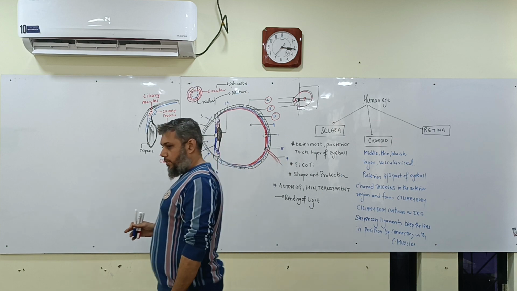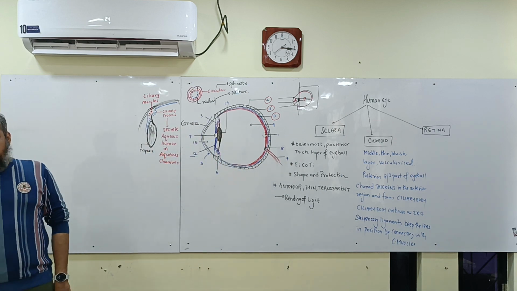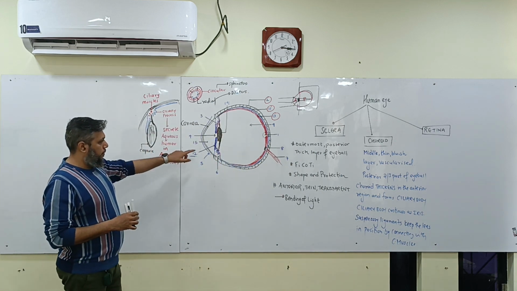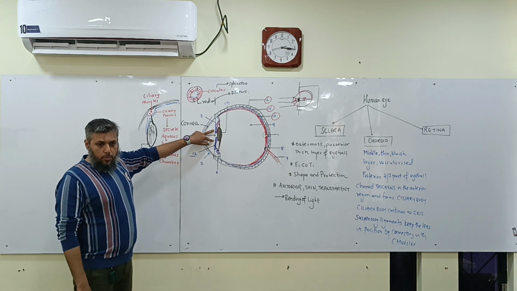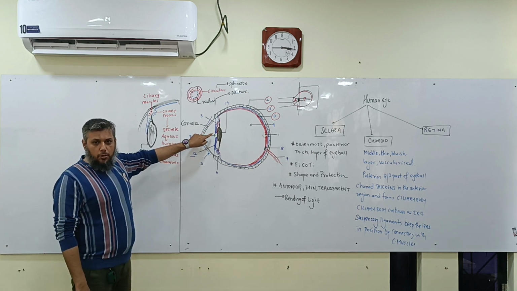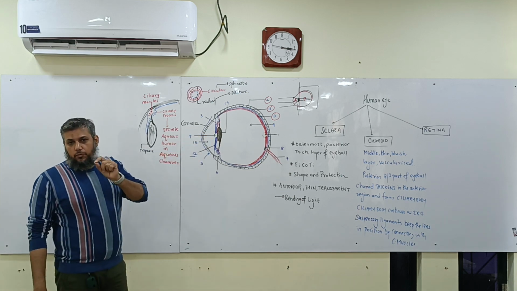So what does the iris show, the presence of a pupil? Pupil comes from the word pupa.